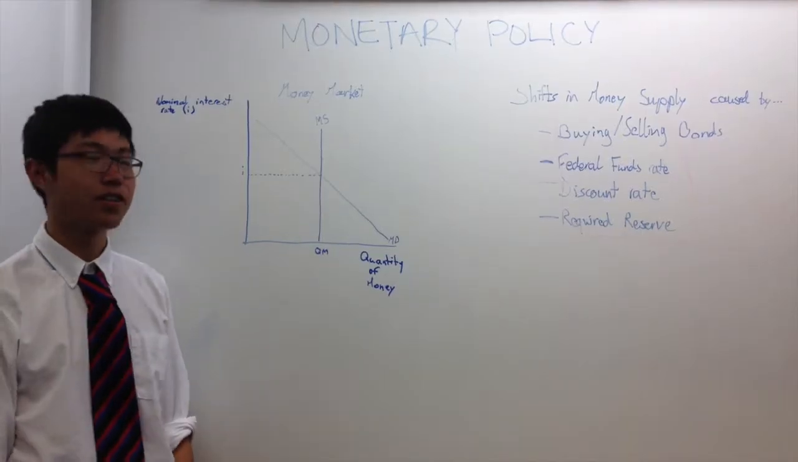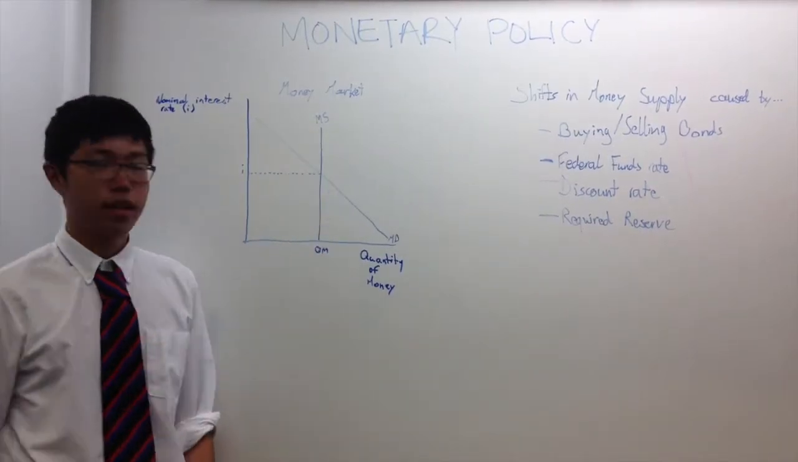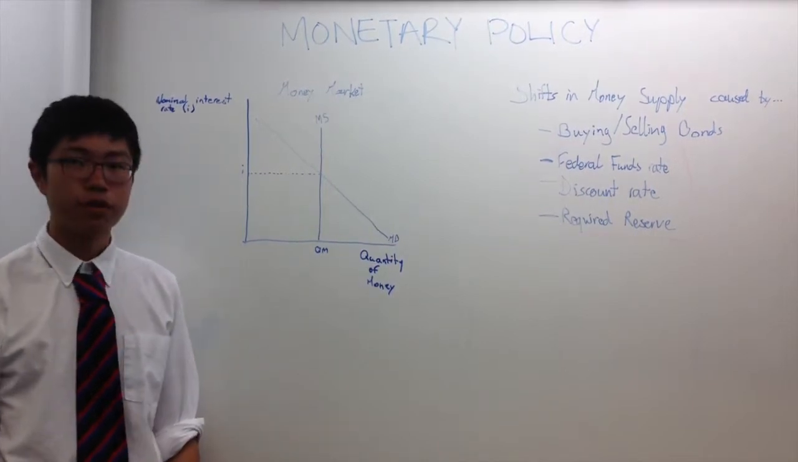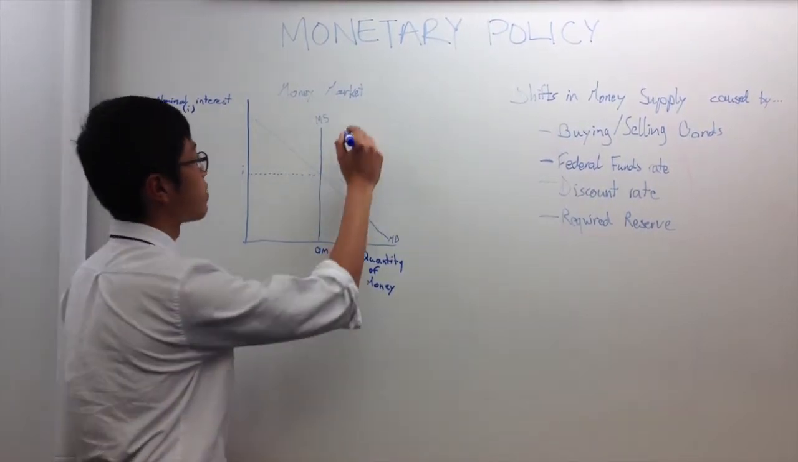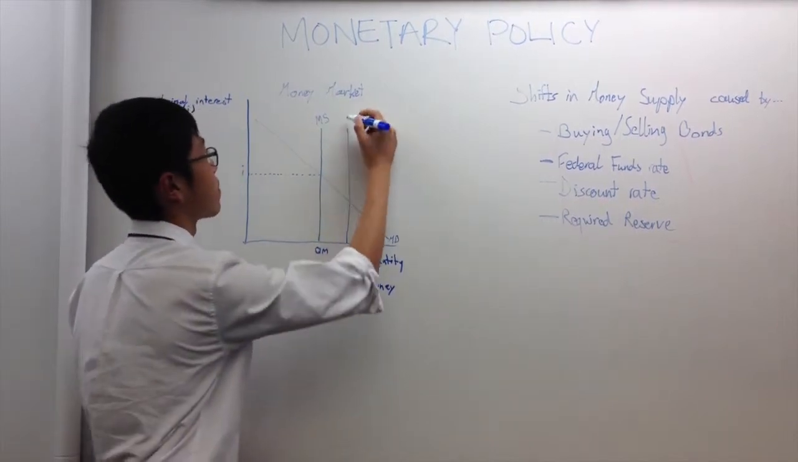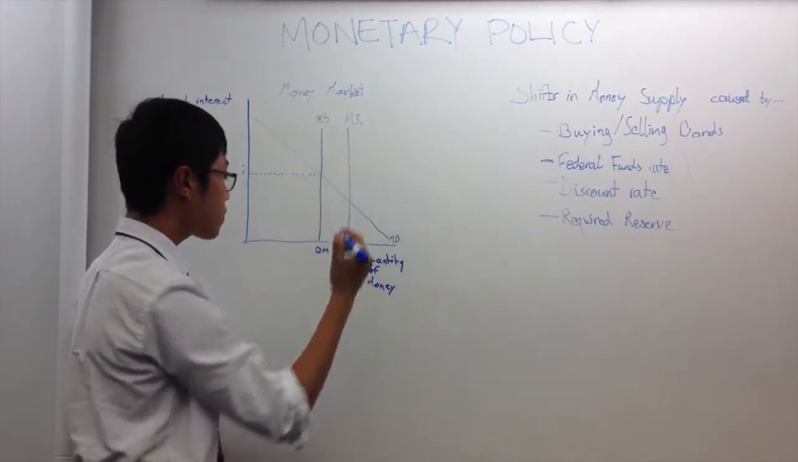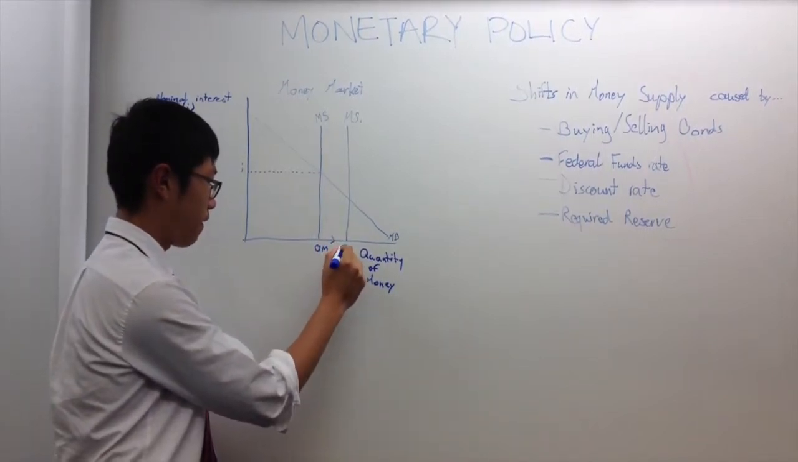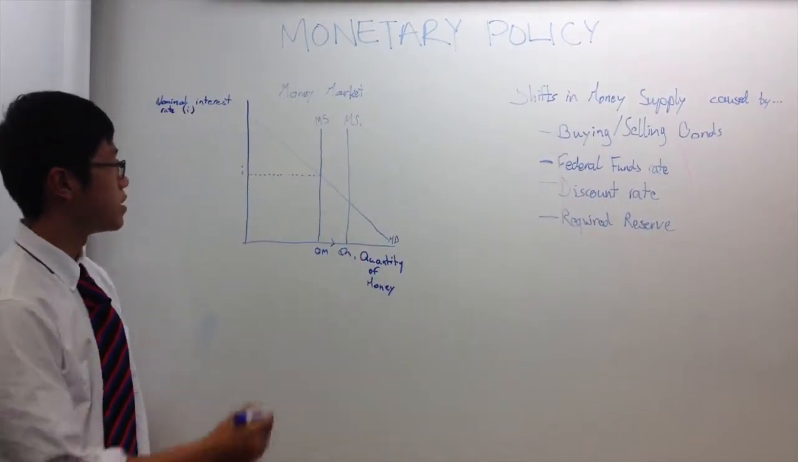So here we're going to look at the money market graph. In expansionary monetary policy, the money supply will increase, which shifts to the right. That will cause the quantity of money to increase and the interest rate to decrease.